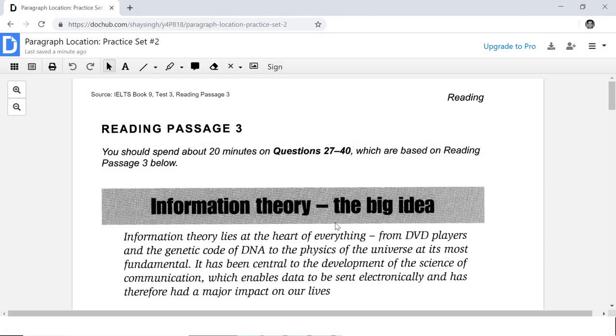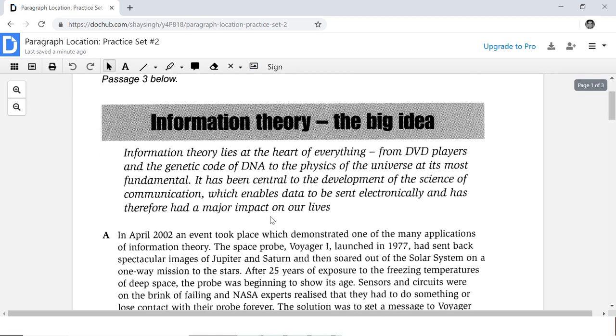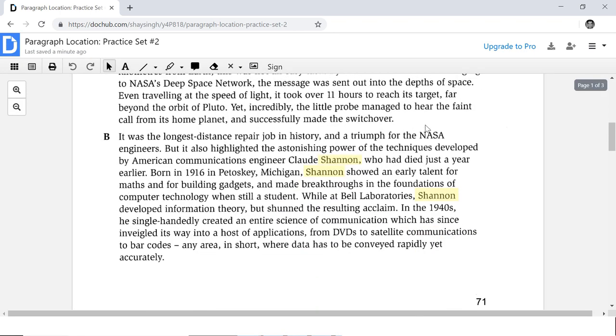Hey there. In this video, we're going to be going over practice set number 2 for the paragraph location question. This question comes from the Cambridge IELTS book number 9, test number 3, reading passage number 3. The title of this reading passage is Information Theory, the Big Idea. Now let us come down to our questions.